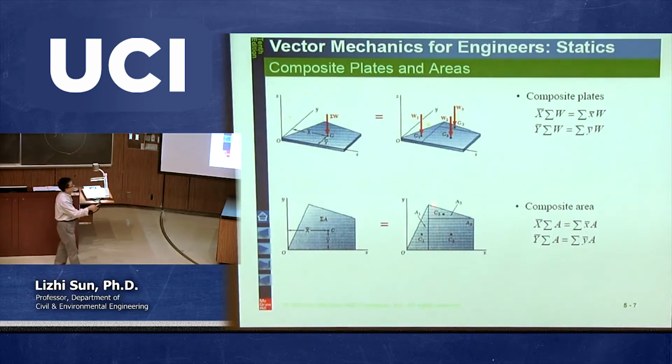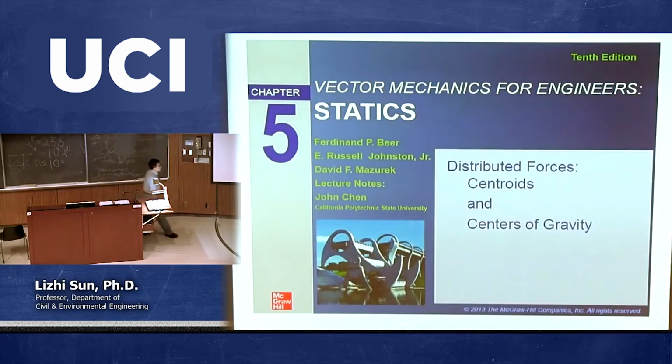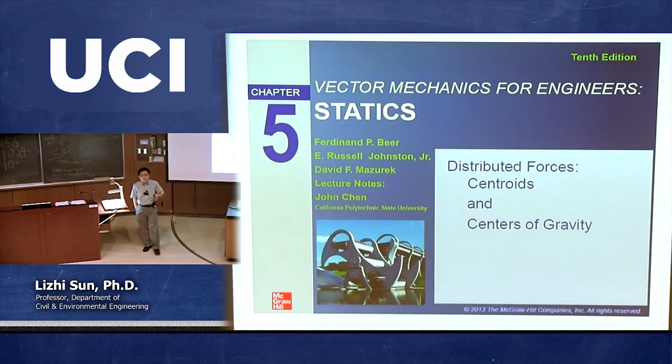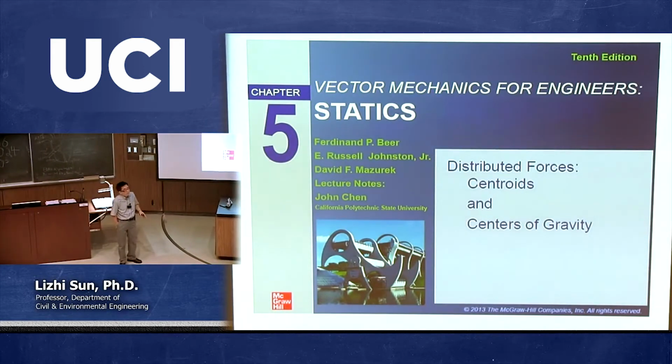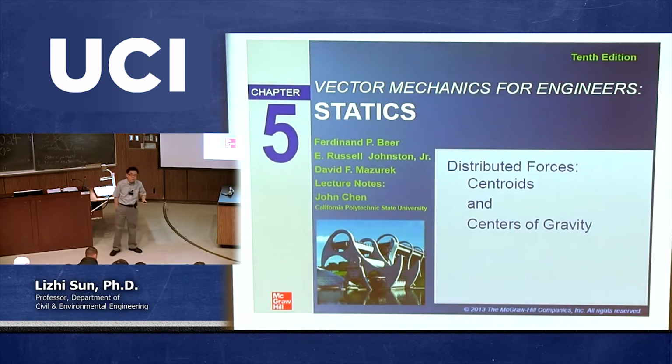And once you know the local centroid of the simple shapes, you use a composite rule to determine the overall centroid. So we're going to talk about this concept and some special cases next time, and I'll give you some examples to let you calculate the centroid. Talking about how to calculate the centroid of an area, the reason we are interested in it is because we want to locate the equivalent center of gravity.